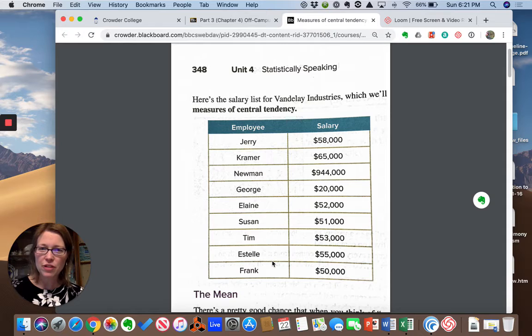Now, measures of central tendency are all things that we could use the word average to describe. Mean, median, mode, mid-range. So to be more specific, let's talk about how to find each one of those.